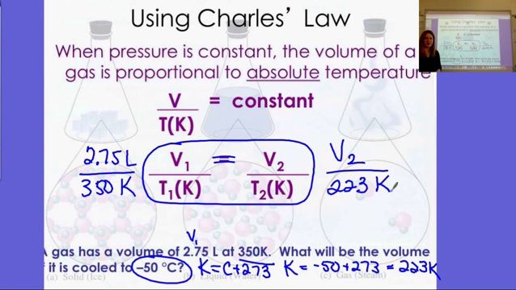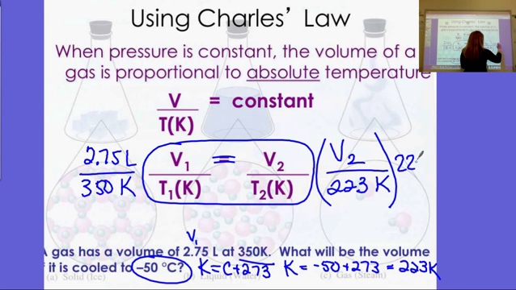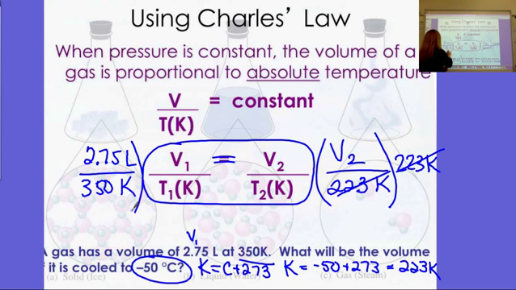Now, algebra, rearrange again. I can calculate my left side, but in order to solve for V2, I have to get it all by itself. How do I get rid of the 223 Kelvin? I have to multiply each side by 223.